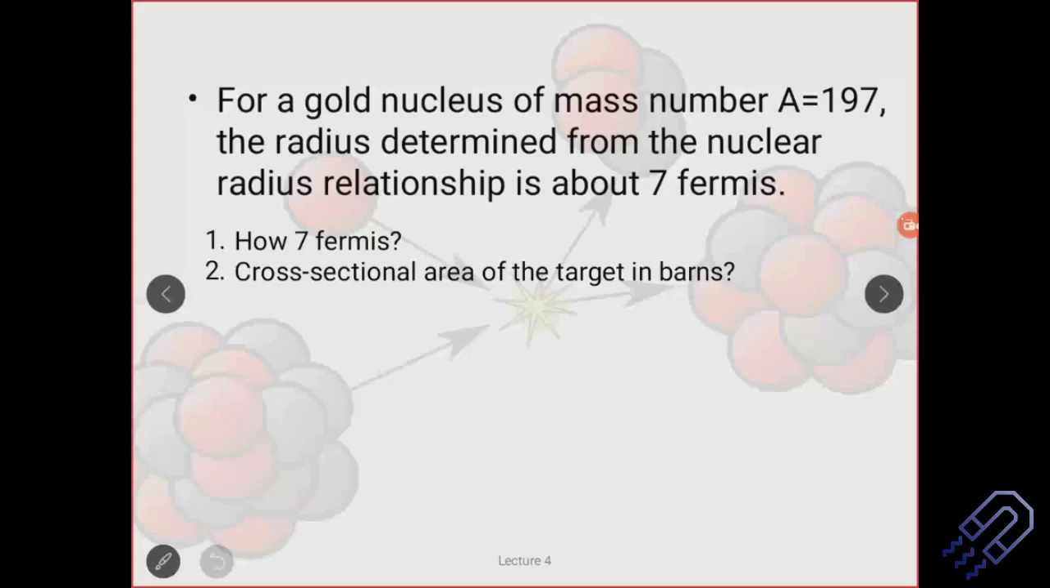And then the question is you have to find out the cross-sectional area of the target in barns. So if you have not heard about the term barn, let me just make this clear. Basically, the cross-sectional area or the nuclear size is usually measured in barns. It has a conversion in terms of meter. Let's just do the calculation here only.